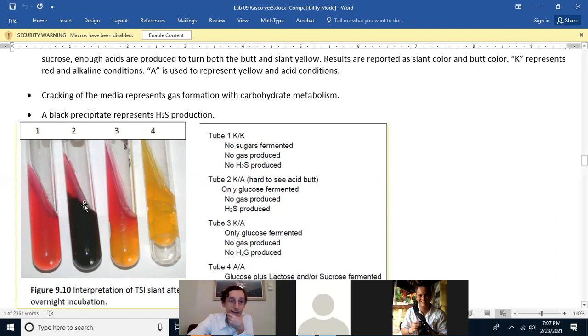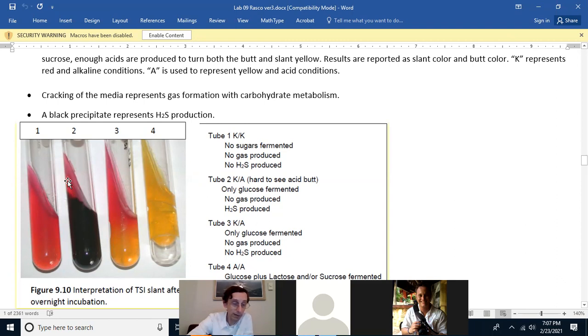Because the slant is red, I should probably talk about this one last instead of second, and the butt is fermented. We say that what happened is that initially, if we looked at the slant, it would have been yellow, and the butt actually is yellow. It's just you can't see it because it's black. And so what happened was that the glucose is the only sugar that's being fermented.